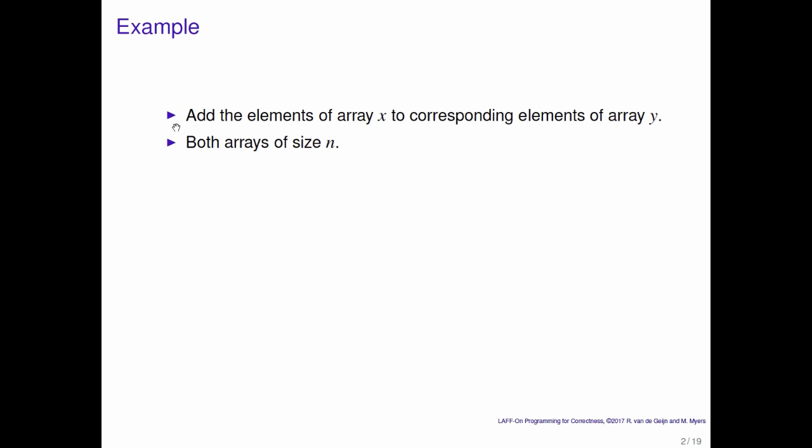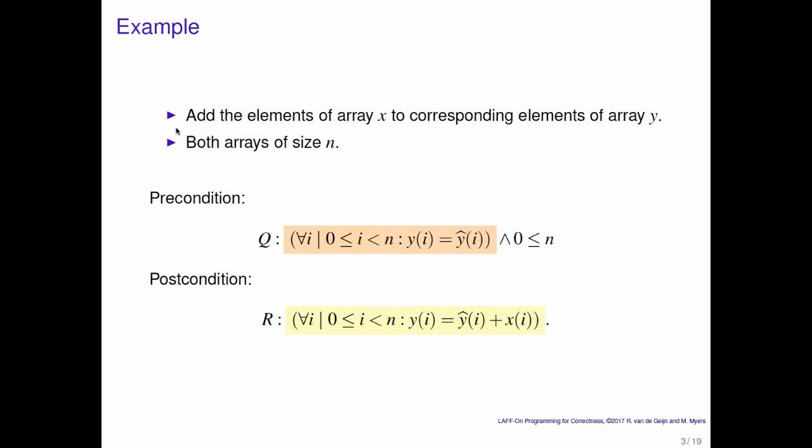Okay, so we go back to our workhorse example of adding the elements of array X to the corresponding elements of array Y, and both arrays are of size n. And what do we do? Well, we specify the operation with the precondition and the postcondition. The precondition says that array Y contains its original values, where Y hat is this dummy variable, or array in this case, that we introduced to be able to reason about the original contents. And then the postcondition says that the array Y has been overwritten with the original contents plus the corresponding entries in array X.